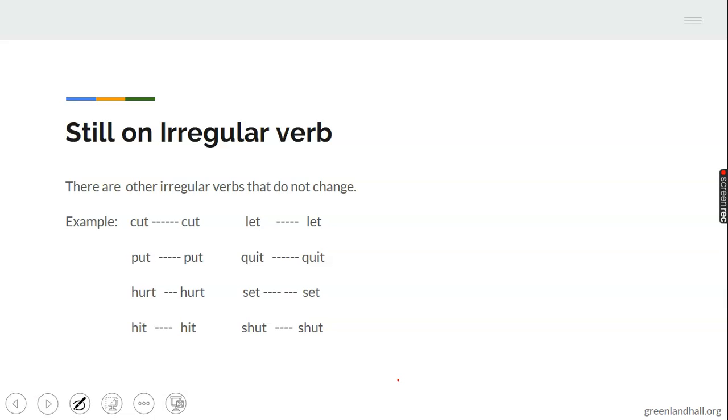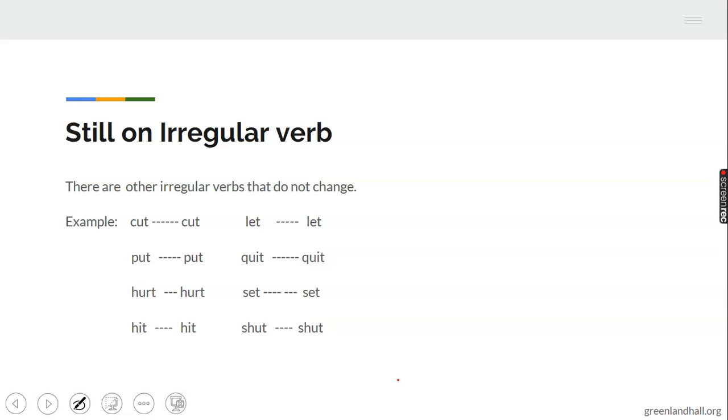This time around, you don't change either the present tense or the past tense. It remains the same. There are other irregular verbs that do not change. I've given you quite a number of them. You can also go after this class and find out more of these irregular verbs that do not change. So when you're making your sentences, be careful not to use it wrongly, because by the time you really use it wrongly, somebody listening to you will look at you and say you are not using your verbs correctly.